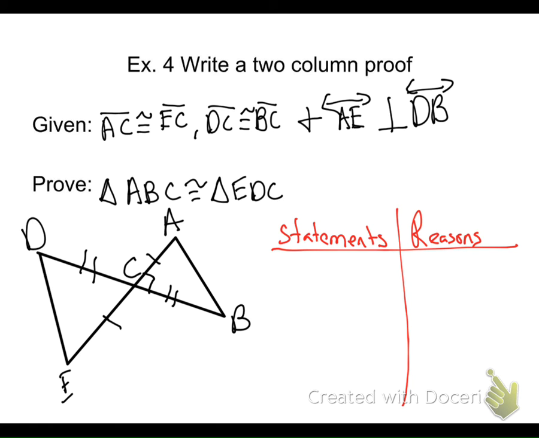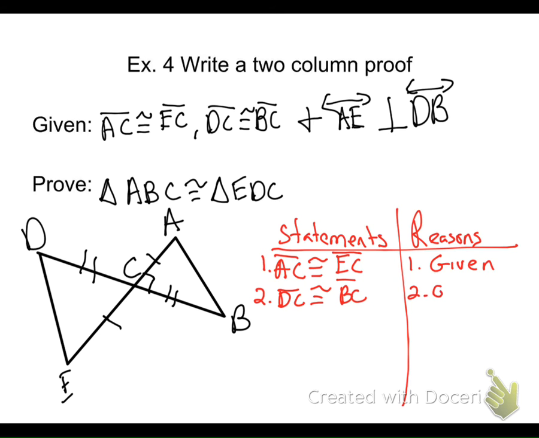Okay, so now that we have the given information, this is what the problem would have asked. We would create this statement and reasons column. So that's our chart. Our first step is to look at our goal. We want to prove that the two triangles are congruent. And then we're going to have to show that. So our first statement is going to be showing what we know. I know that AC is congruent to EC because it was given in the problem. I also know that DC is congruent to BC because it was, again, given in the problem.